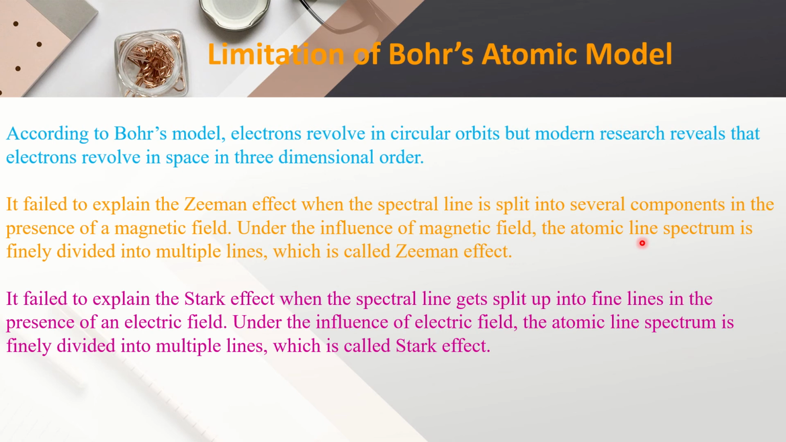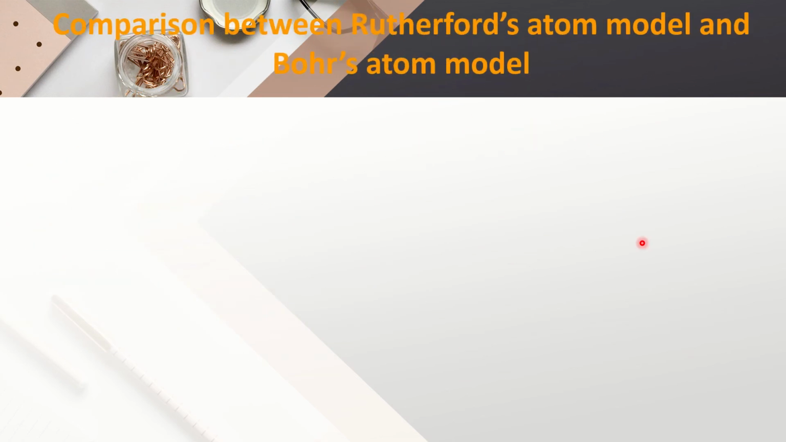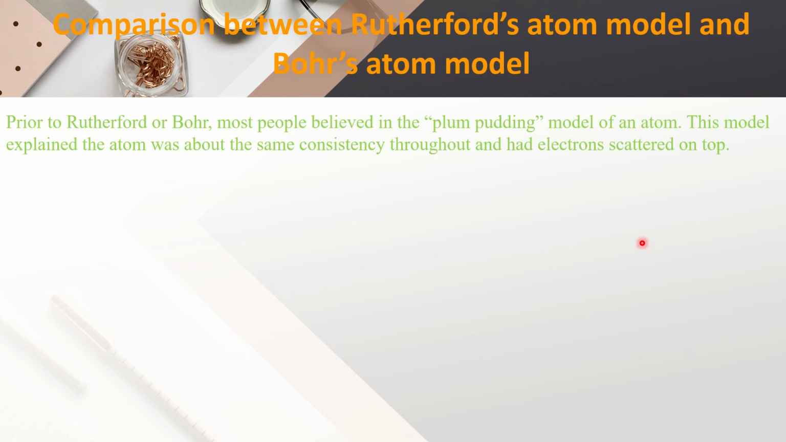Now, dear students, we know about Rutherford's atomic model, its limitation, and Bohr's atomic model with its limitation. From there, we have to compare which model is better or which model is more acceptable. Now, the comparison between Rutherford's atomic model and Bohr's atomic model. Prior to Rutherford or Bohr, most people believed in the plum pudding model of an atom. This model explained the atom was about the same consistency throughout and had electrons scattered on top.